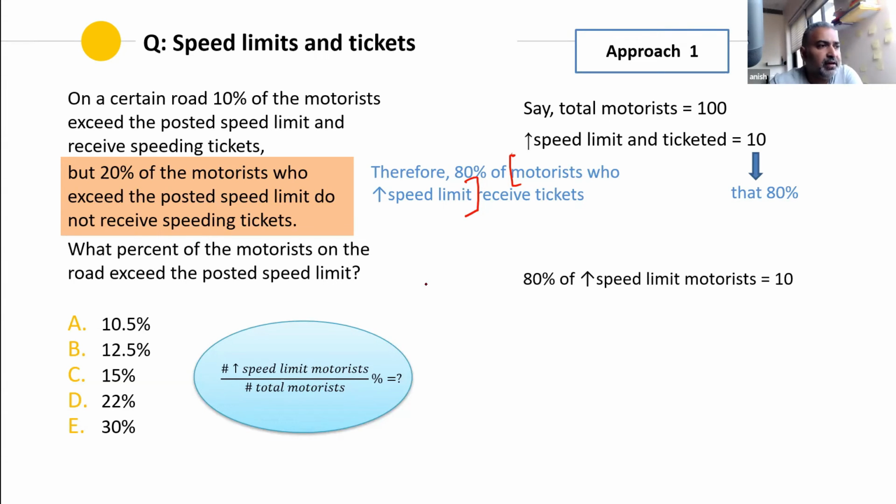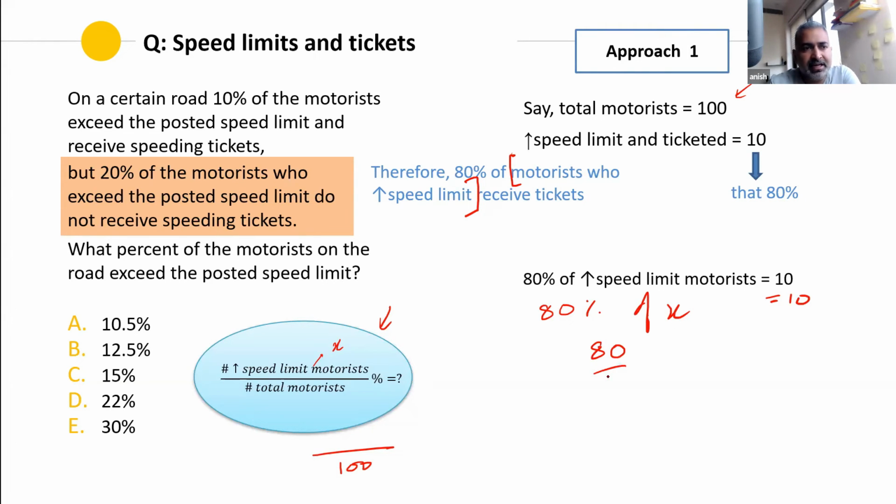Remember, what do I have to figure out? This whole thing here. The total number of motorists, the denominator, is anyway 100. That's what I've taken. I have to figure out how many motorists exceed the speed limit. So let me call this variable x. So right now, where am I? 80% of x equals 10. I have to figure out x.